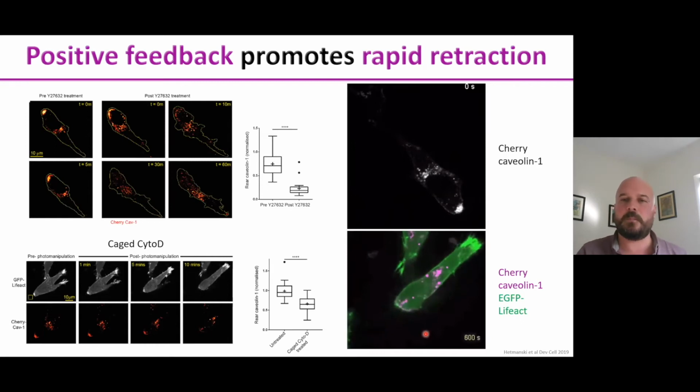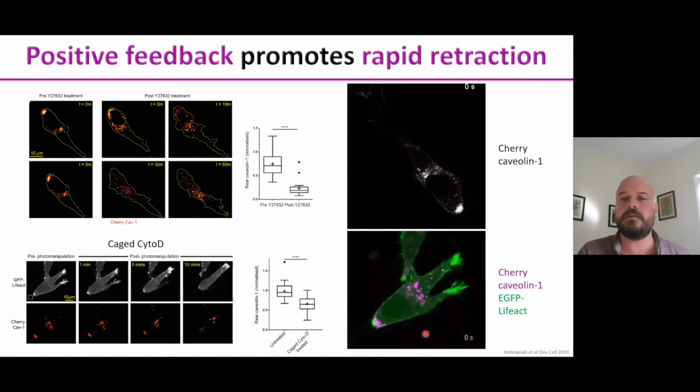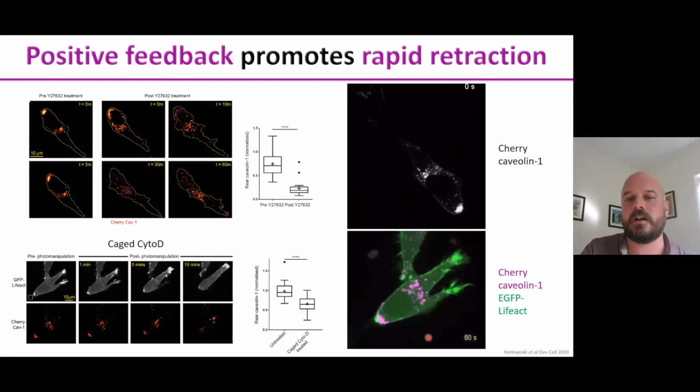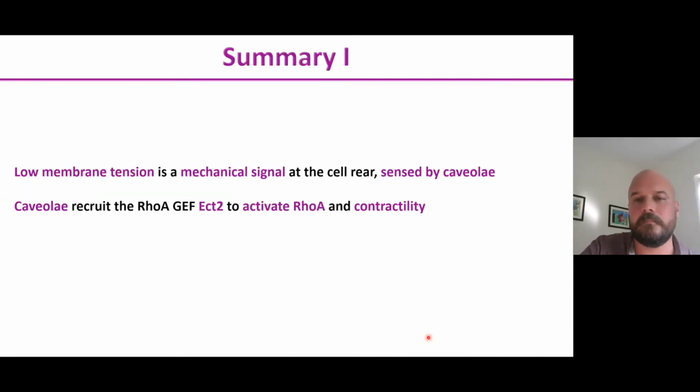So this suggests that if we perturb contractility or F-actin, we lose the localization of caveoli, giving us a good indication that positive feedback is part of this system. Okay, so that was a quick introduction to this idea that low membrane tension is a mechanical signal sensed at the cell rear by caveoli, which form to recruit the RhoA GEF ECT2, which in turn activates RhoA and contractility. The more contractility you generate, the lower the membrane tension you can induce, further recruiting caveoli and activating RhoA. That's what we think leads to the snapping forward of the cell rear as cells move in 3D.